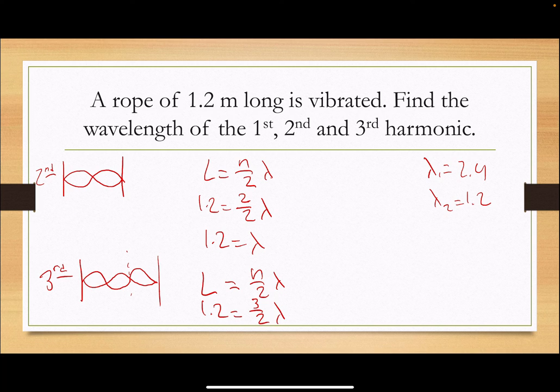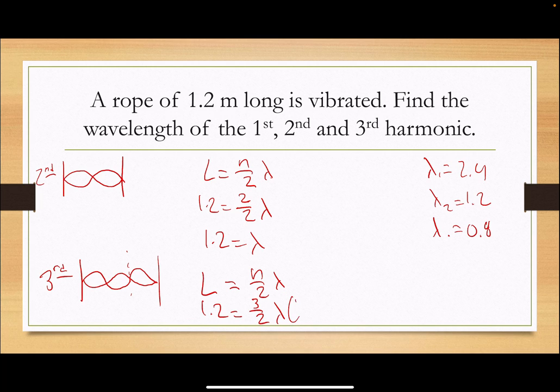And so we do this, if we divide this by 3, we get 0.4. And so multiply by 2, we get 0.8. If you just want to put it in your calculator, we just need to multiply by 2/3 on each side. Multiply by the reciprocal to get rid of it. And so we should get 0.8 meters. So these are all the wavelengths.